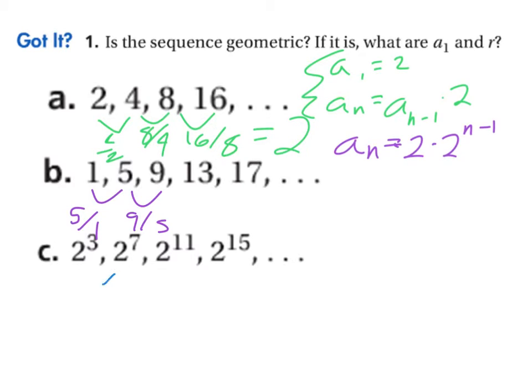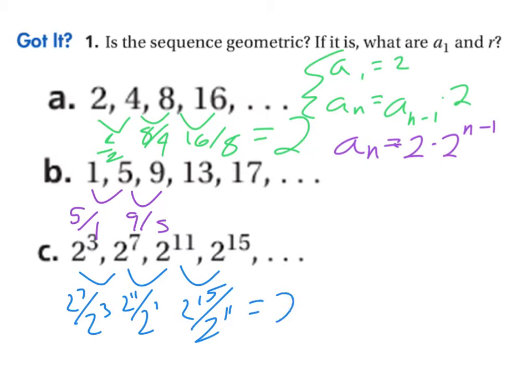And then the third one, 2 to the 7th divided by 2 to the 3rd, 2 to the 11th divided by 2 to the 7th, and 2 to the 15th divided by 2 to the 11th, all equal 2 to the 4th power, which would be 16. In this case, I kind of prefer the 16 rather than the 2 to the 4th power.